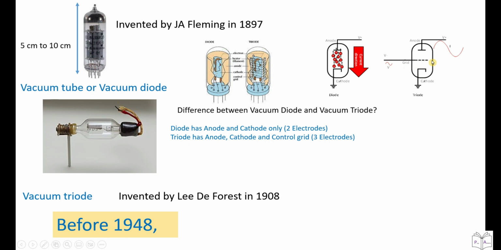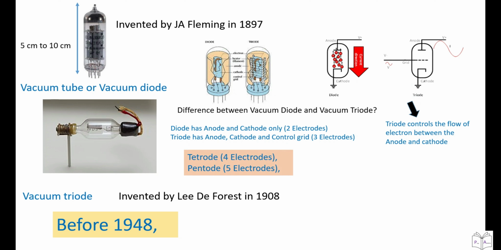This control grid controls the amount of electron flow from the cathode to the anode. So by adjusting the grid, we can control it. It is something like a small regulator present in a fan which controls the speed of the fan. After the vacuum diode and vacuum triode, we have the tetrode, which has 4 electrodes, and the pentode, which has 5 electrodes.